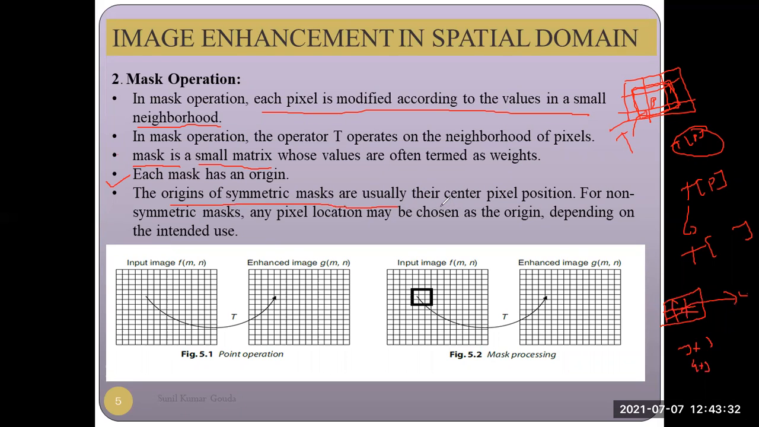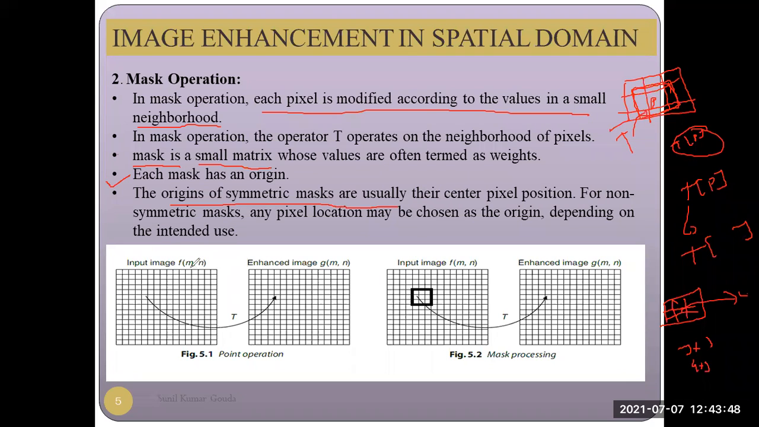And for non-symmetric masks, any pixel location may be chosen as the origin depending upon the intent of the user. Now, the origin can be chosen by the user who is choosing it.